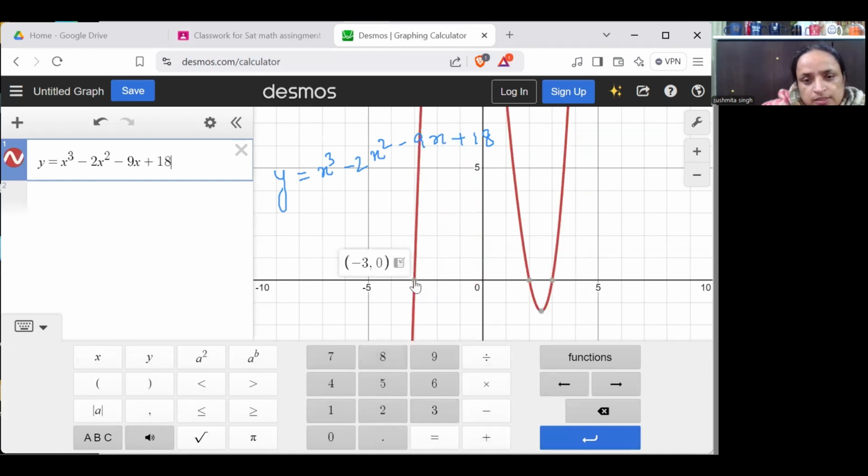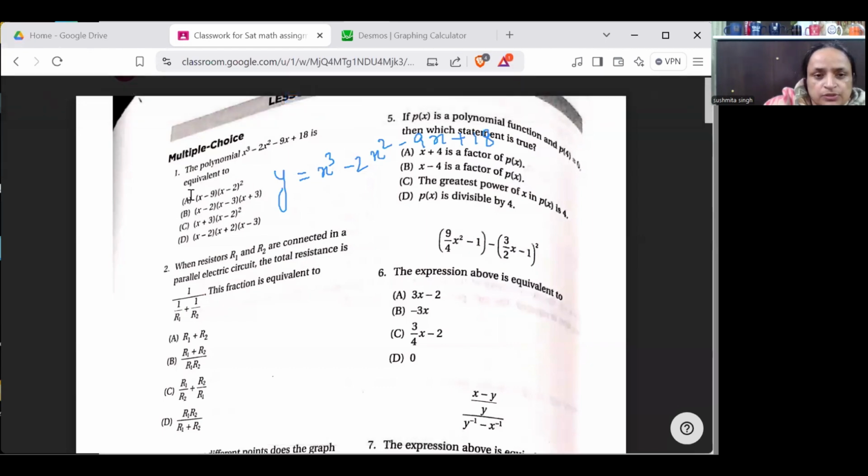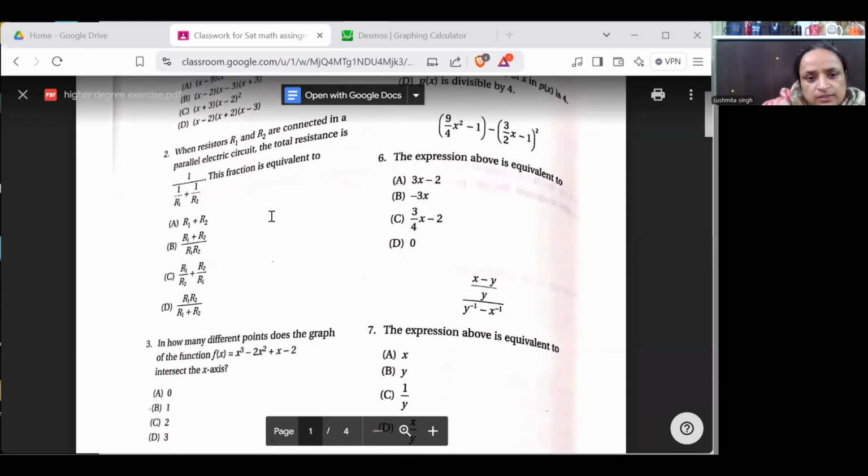So over here you can see the roots negative 3, 2, and 3. So we'll go over here and see negative 3, 3, and 2. Can you see? B has all the options. So basically B is your answer. So you don't really need to know the algebra.